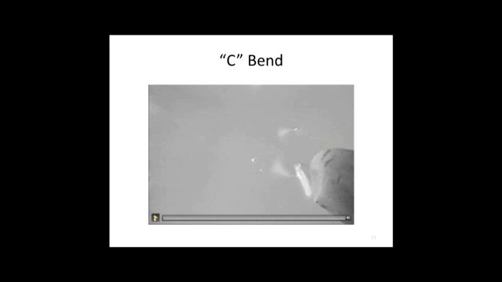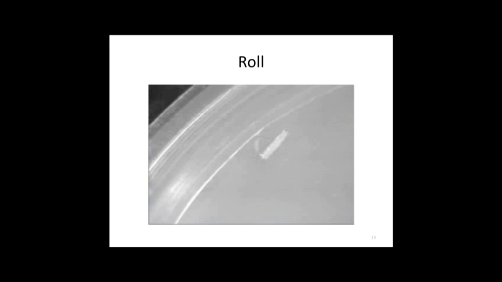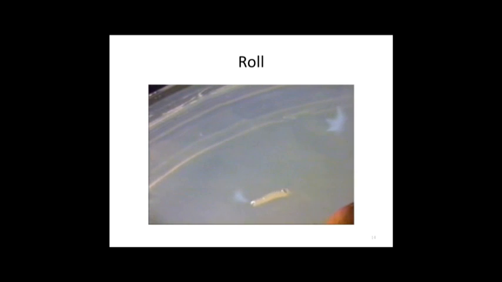This response was called the C-bend. Here you can see a head stimulation, and that head is pulled down towards the posterior end of the body. And for most of the 3 seconds that I allowed for each touch response, it stayed in that position. This was the most exciting response, and here you can see a brief touch on the tail, and it stimulates the larva to have this continuous rolling motion. So naturally I called this response roll.